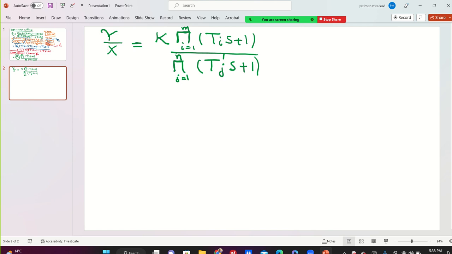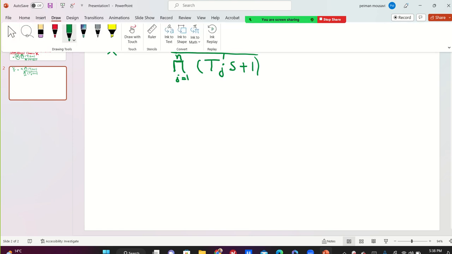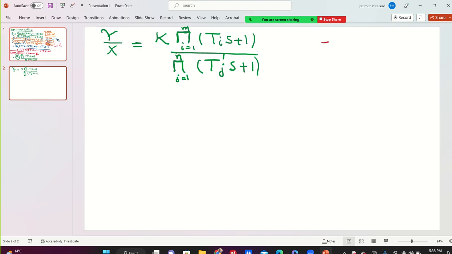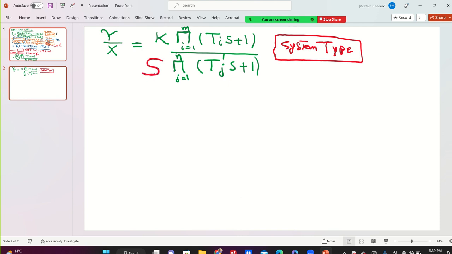So now, having this in hand, I'm going to define a new thing in control with the name of system type. System type is determined by this capital N, I'm putting here capital N, this is not this n, s to the n.